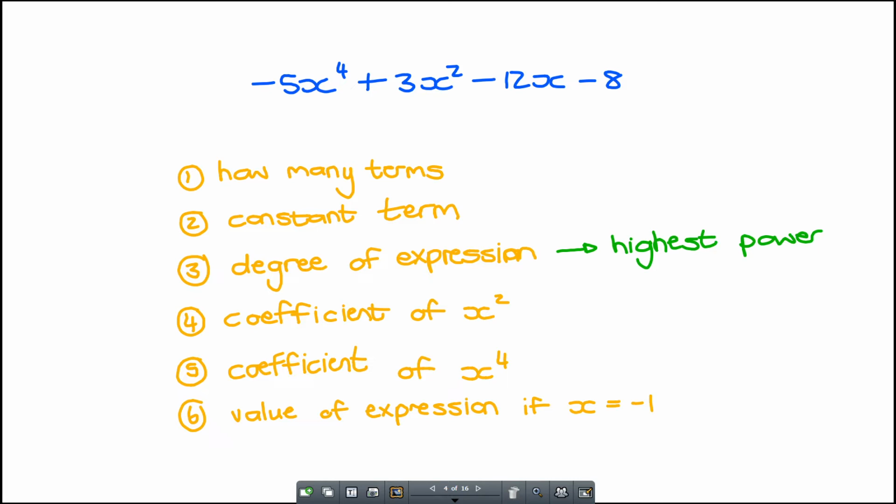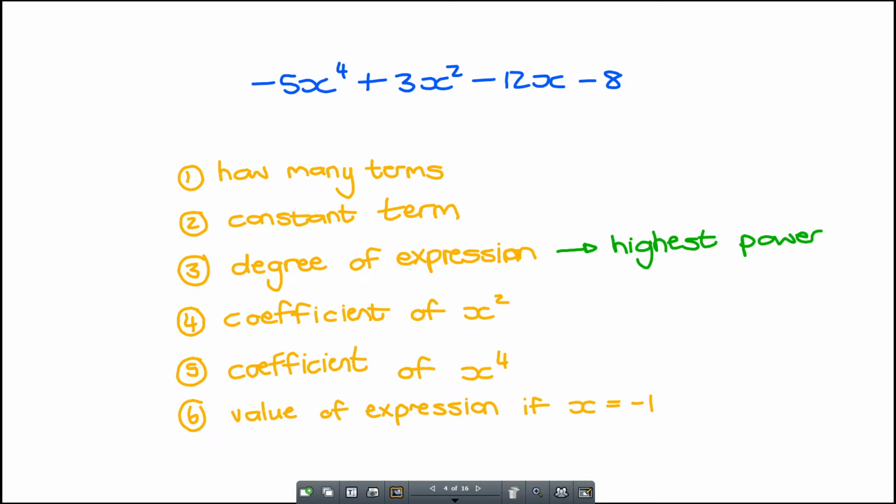Good. Okay. Number 3, the degree of the expression. 4. Yes. Who wants to tell me how do we identify what the degree of the expression is? The highest power. Good. Number 4, the coefficient of x to the power of 2 was what? 3. Okay. What does coefficient mean? Yes, the number in front of that variable. Now, number 5, the coefficient of x to the power of 4. -5. And over there I said, please remember about the signs.